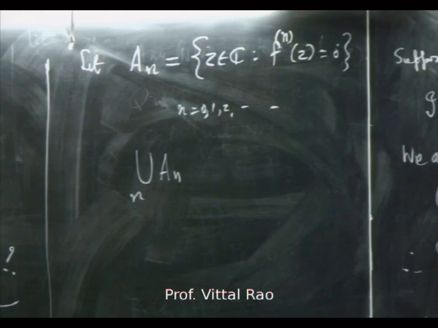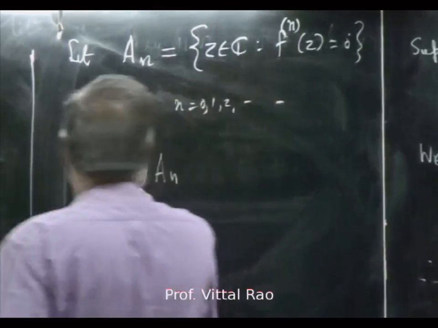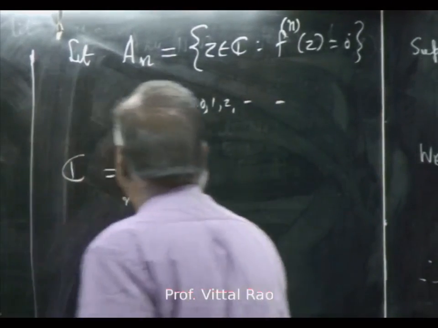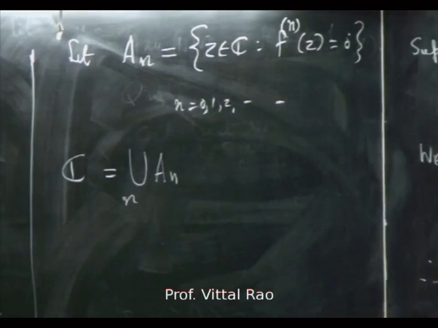Okay. What can I say about this union? All of C, because at every point some derivative will vanish, so it will belong to one of the An's. So this is equal to C, the entire complex plane. Because for every z there must be one n where it vanishes. So every z is in at least one An. So the union of all the An's is C.